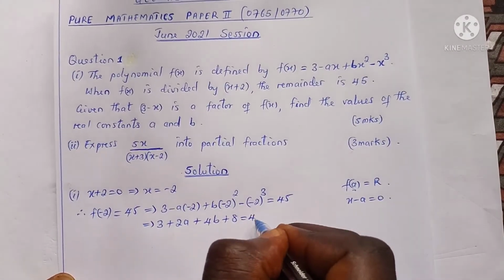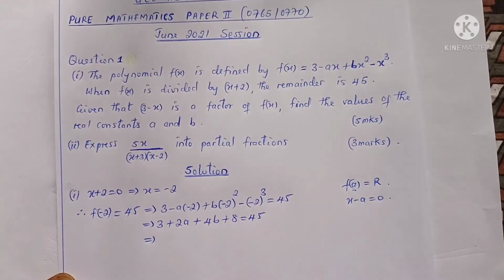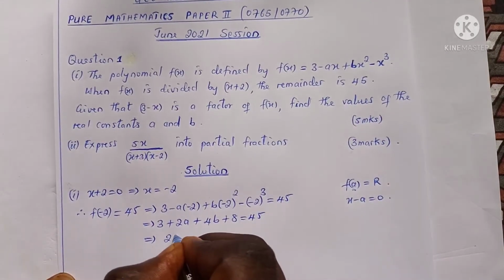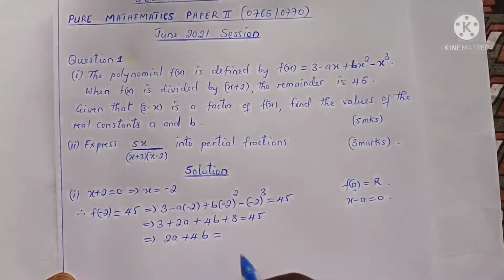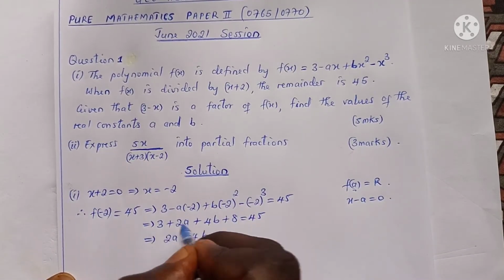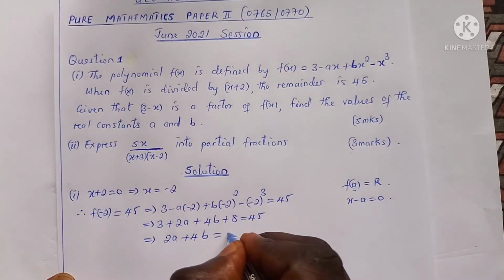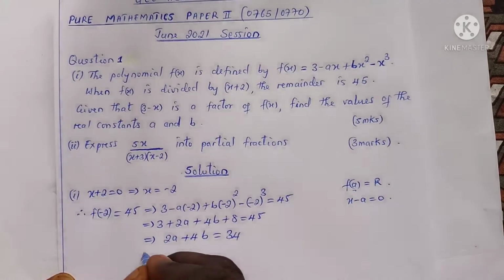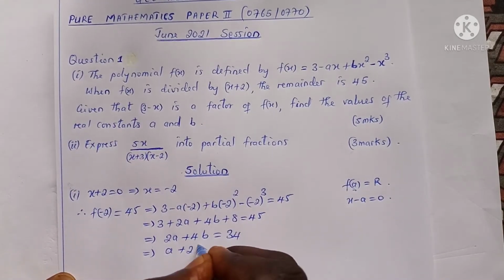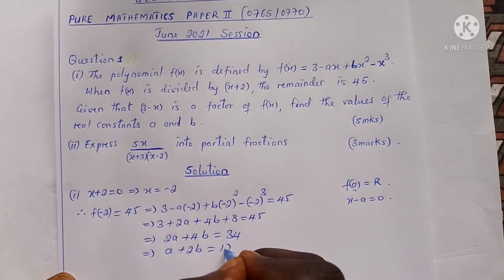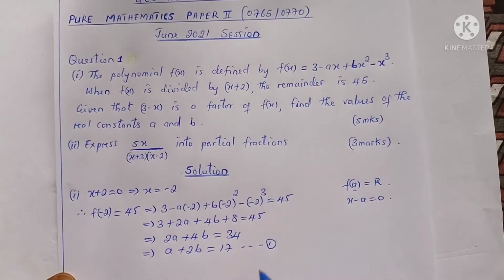which is equal to 45. And so if you simplify this, we're going to obtain 2a plus 4b, which is equal to 45 minus, we know 3 plus 8 is 11, 45 minus 11, which is 34. And if you divide both sides by 2, we're going to obtain a plus 2b, which is equal to 17. Let's call this equation 1.